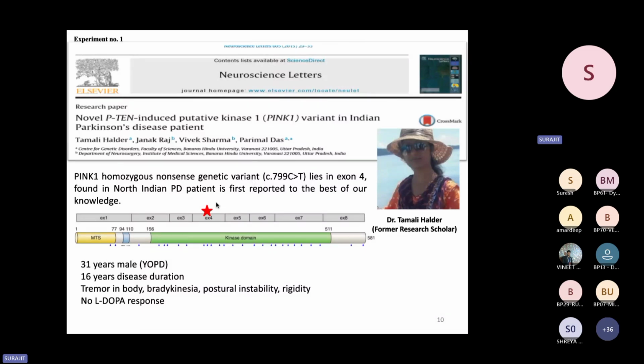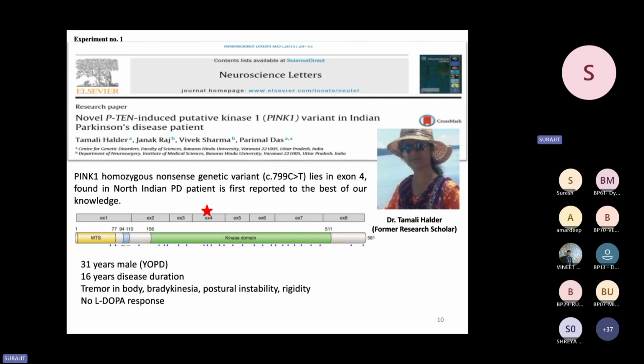This is in exon 4. We can find it here; this is the structure of the PINK1 gene. It has a membrane transmitting site and the kinase domain, and we found that exon 4 here is affected by the novel mutation. This patient, of course, is a young onset Parkinson disease patient who is 35 years old, and he has had the disease for 16 years.